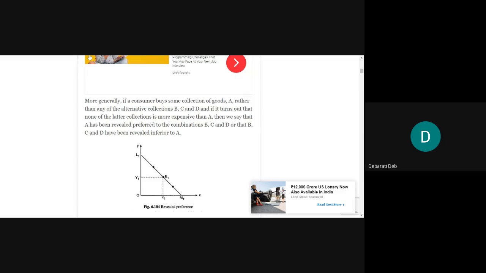Okay, I'm starting again then. Till what you understood? Tell me. Can you understand the revealed preference of A over B, C, and D? Tell me, one of you, if you have understood. If I say that A has been revealed preferred to B, C, and D, what does it indicate? Can anyone tell me?